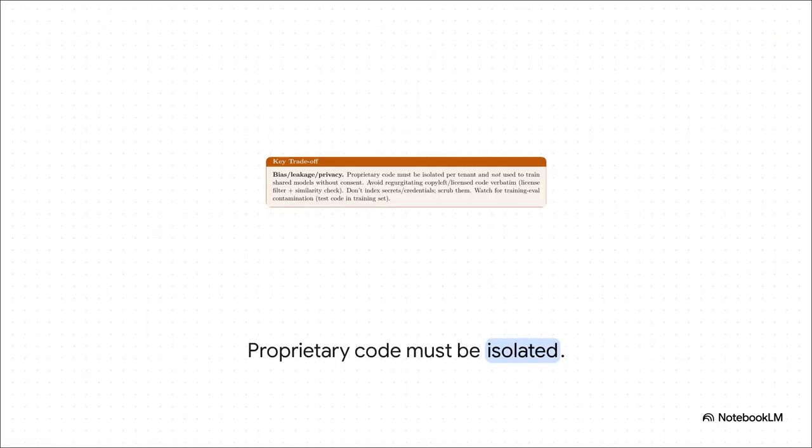Furthermore, if you want enterprise adoption, it hinges completely on trust and strict privacy. Proprietary enterprise code must be isolated per tenant. Under literally no circumstances can customer A's code leak into customer B's completions. That means you absolutely cannot use tenant code to train shared models without explicit opt-in consent.